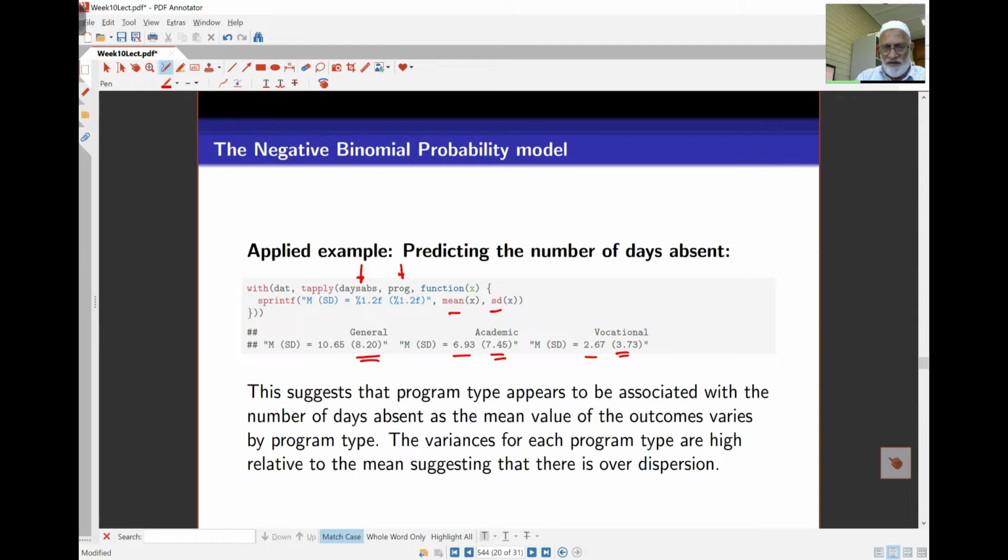And you can see also that if you square these numbers, you get the variance, which is actually much higher compared with the mean, suggesting there is some over-dispersion in the data.